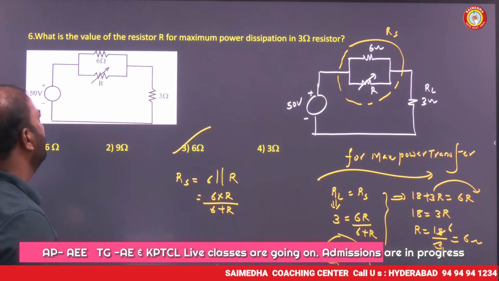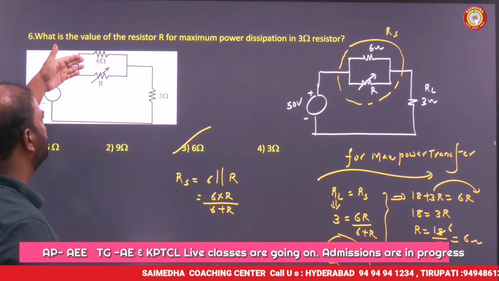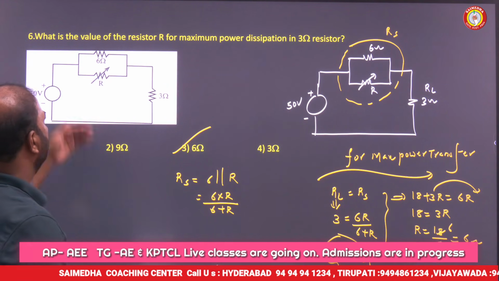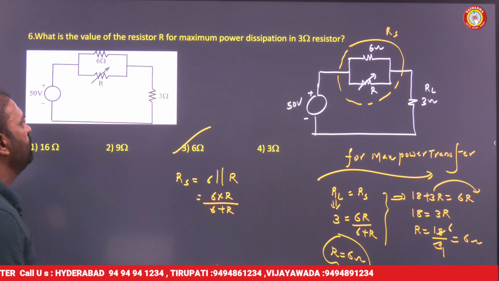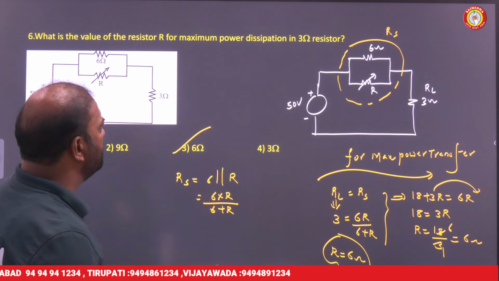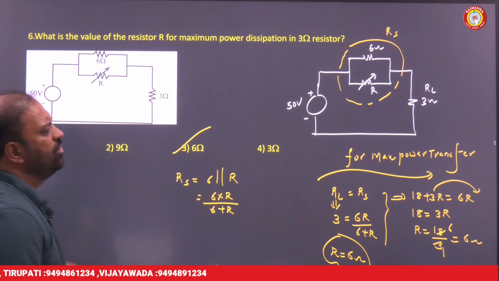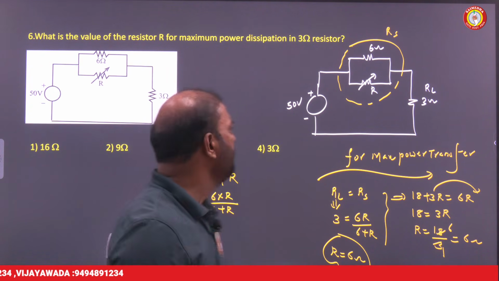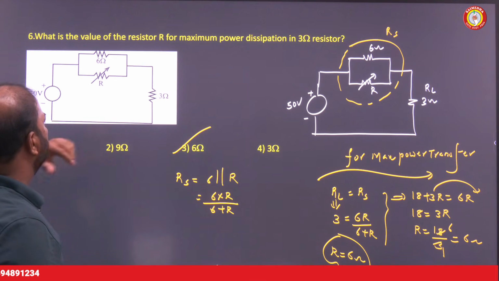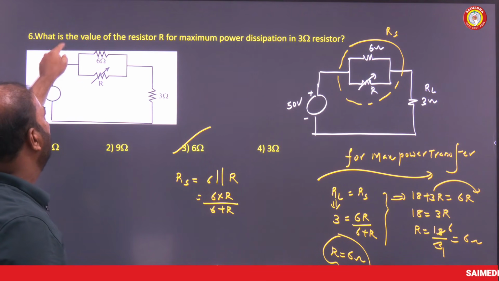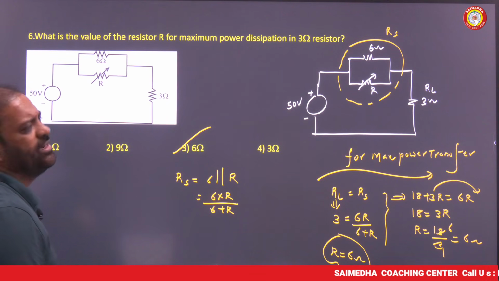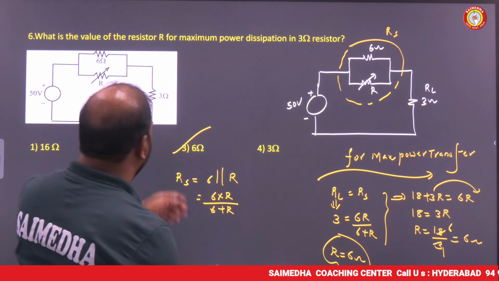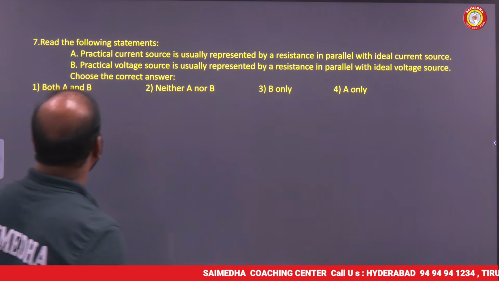If you give a value of 6 ohms to R, then 6 parallel with 6 becomes 3, then RL becomes equal to RS, and maximum power will be dissipated in the 3 ohm resistor. So without calculating also, we can easily predict: for what value of R will this equal 3? Exactly 6 parallel with 6 means 3 only. So option 3 is the right answer.